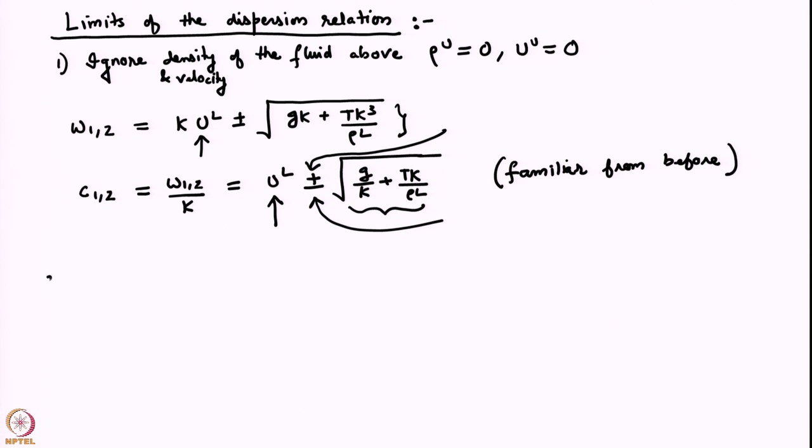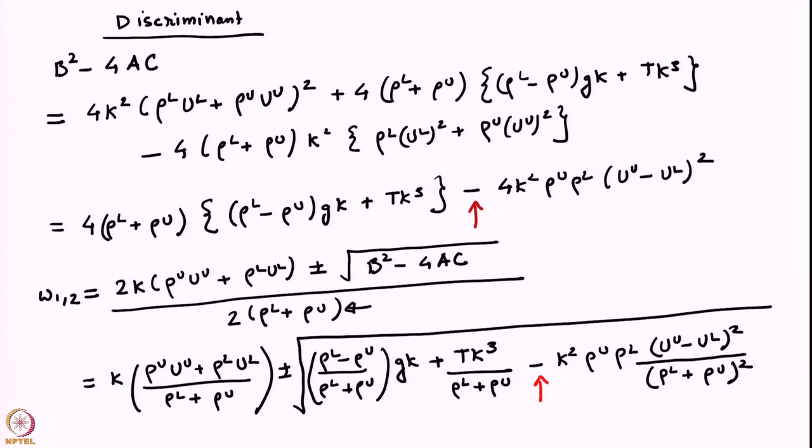Now let us go to the next limit, where we say that U U is equal to U L is equal to 0, so ignore all the velocities. Now I am going to account for the density of the fluid above and the density of the fluid below, but say that both of them are not moving. It is a static configuration. So what happens to the dispersion relation? Again, I am going to use these values in simplifying the roots of the dispersion relation that I wrote in the previous slide.